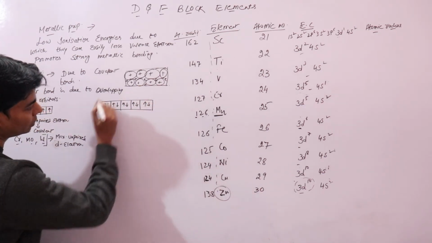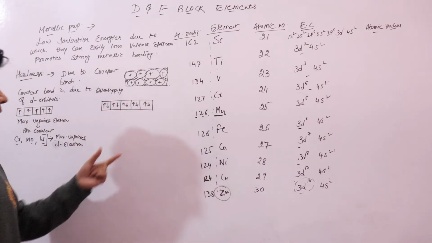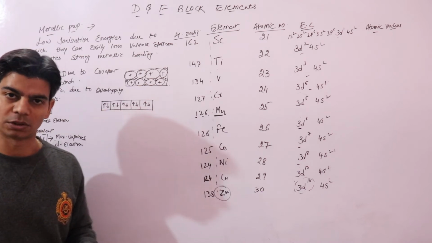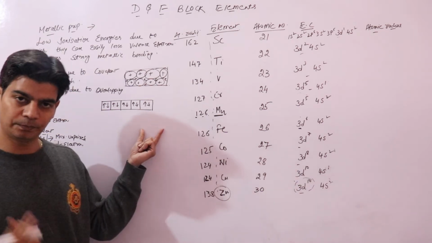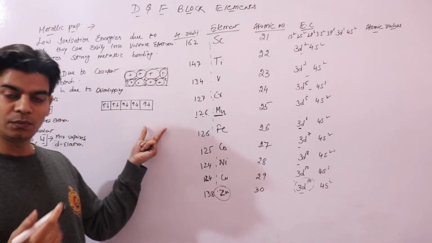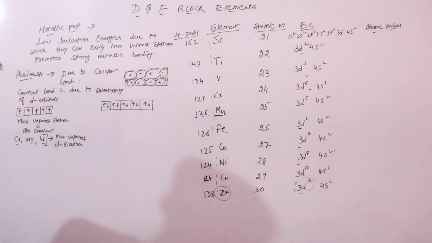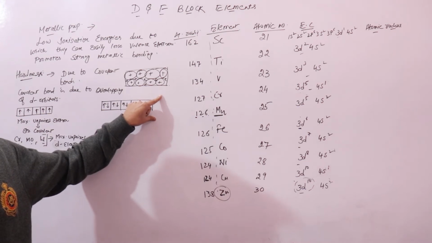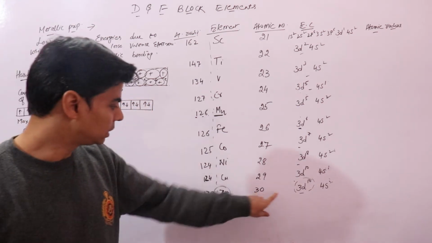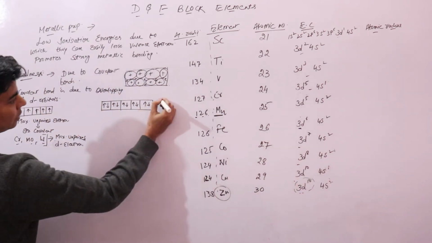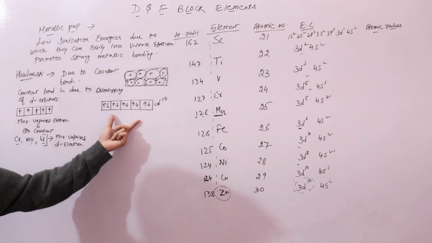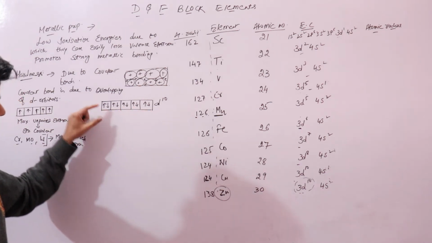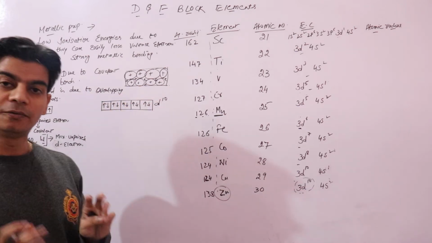Due to this kind of configuration, these orbitals would not be able to form covalent bonds, because they already have paired electrons. They already have 2 electrons in the orbital. So these d orbitals will not overlap to form covalent bonds. So metal atoms or transition elements having this type of d configuration, for example, zinc d10, all these are soft metals because they cannot form covalent bonds due to all the d orbitals being filled up.